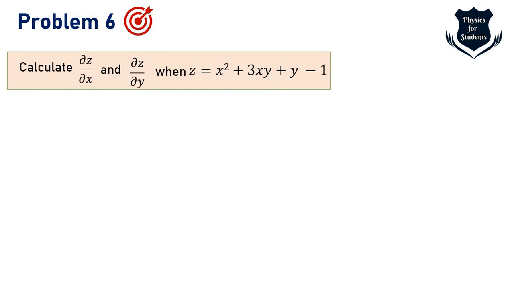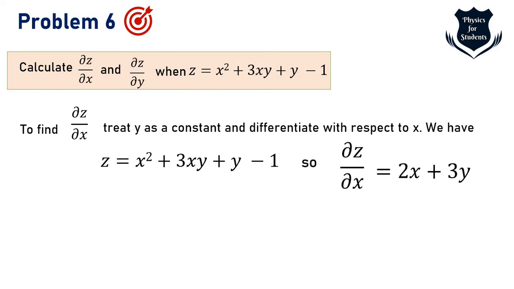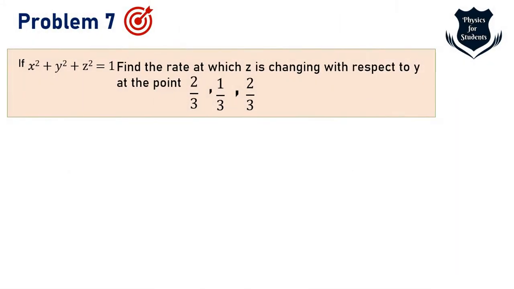This is another problem, calculating del z by del x and del z by del y in terms of x and y when z equals x squared plus 3xy plus y minus 1. So our strategy would be taking del z by del x, treating y as constant and differentiating with respect to x. Using the rules, we get 2x plus 3y. And similarly, I have written y deliberately because we are treating y as constant. It equals 3x plus y. Simple.